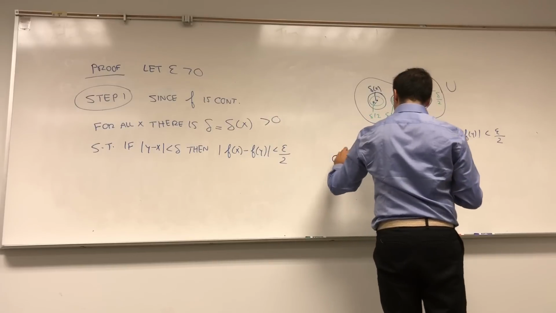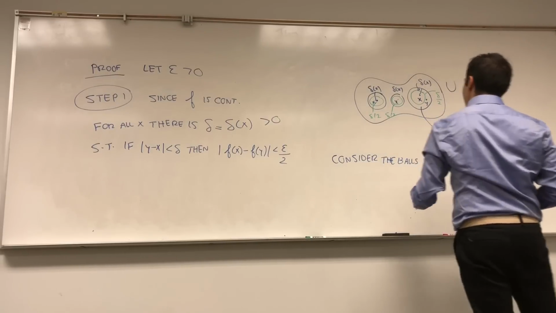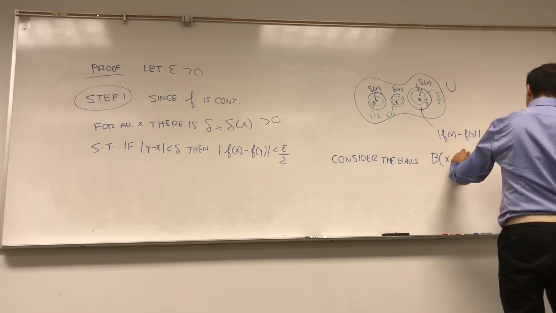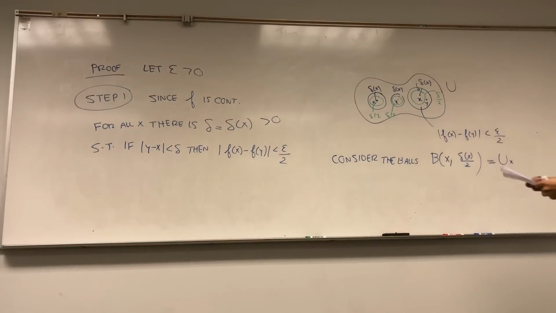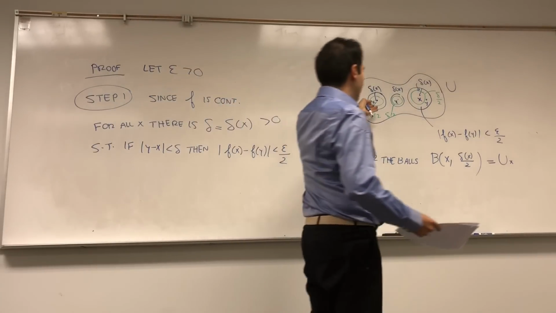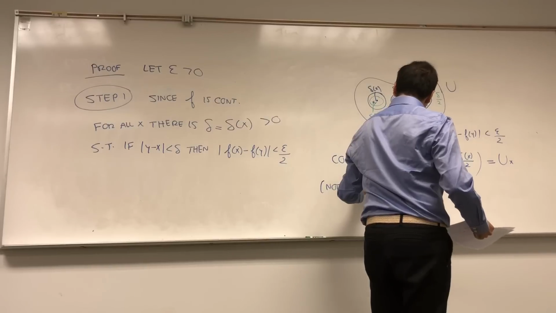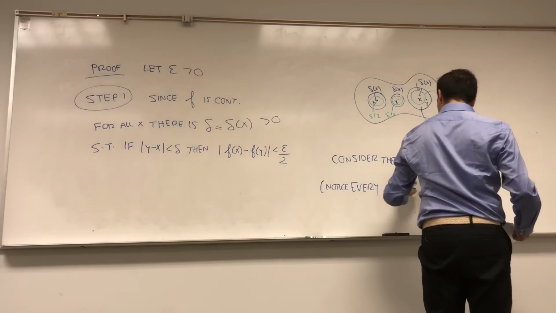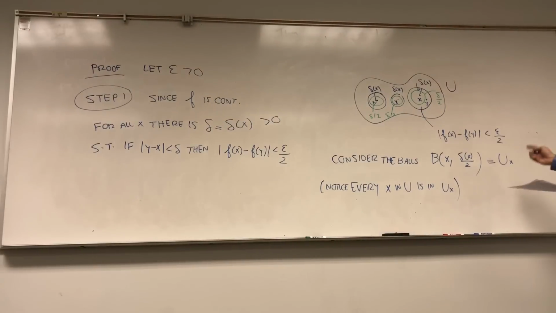So consider the balls. Again, every ball is centered at x, but this time it has radius delta x over 2. Let's call this thing Ux, just to make stuff easier. And notice every x is in fact in Ux. So in other words, every point is in one of those balls, and U is in the union of the Ux. That's a little remark, but super important, because every point in U is in some Ux. In fact, you can cover the whole set with those balls.